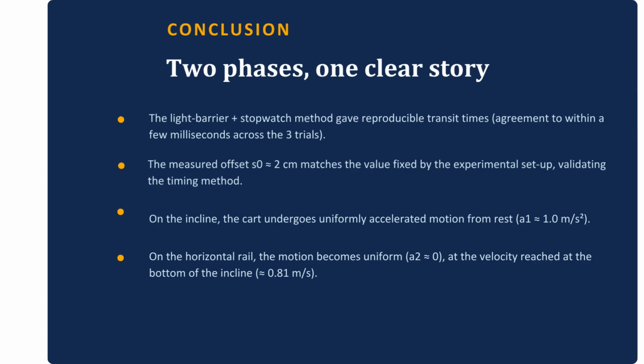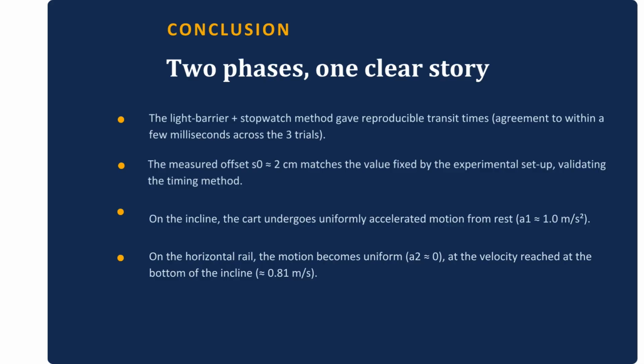In conclusion, our practical experiment perfectly validates the physical theory. The light barrier stopwatch method gave a predictable transit time, with agreement within a few milliseconds across the trials. The measured offset S0 equal to 2 centimeters matches the value fixed by the experimental setup, validating the timing method.